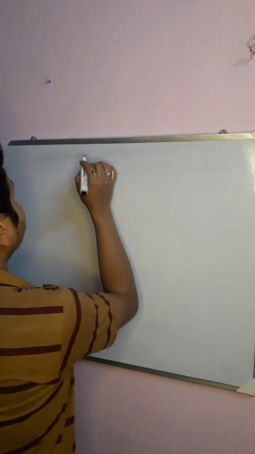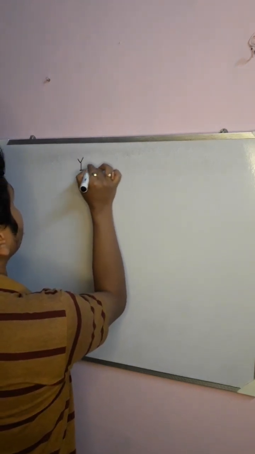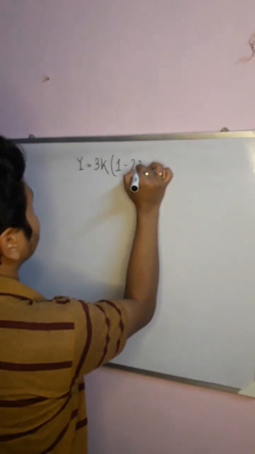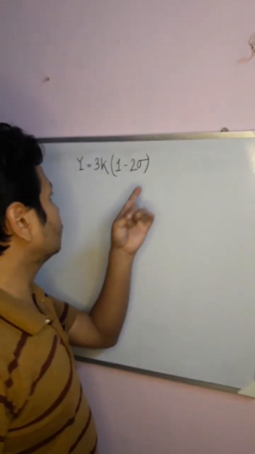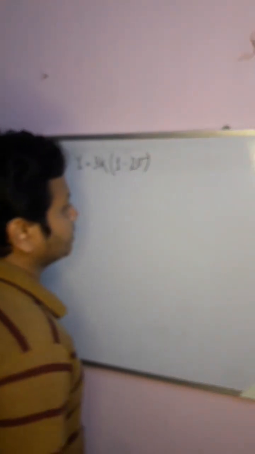Okay, the first relation between different elastic constants that I write is Y equals 3K into (1 minus 2 sigma), where Y is the Young's modulus, K is the bulk modulus, and sigma is the Poisson's ratio. So how can we verify it?